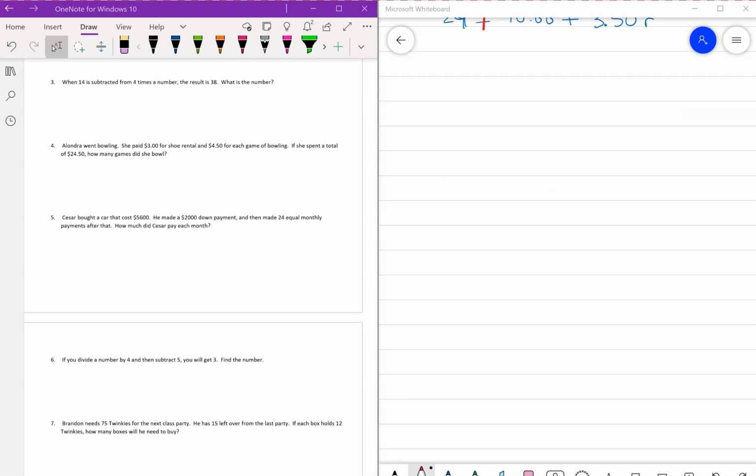Number 3, when 14 is subtracted from 4 times a number, the result is 38. What is the number? Okay, so I know 14 is subtracted, so I'm going to write 14 subtracted. And from 4 times a number, so then I'm going to write 4 times a number, and the result is 38.